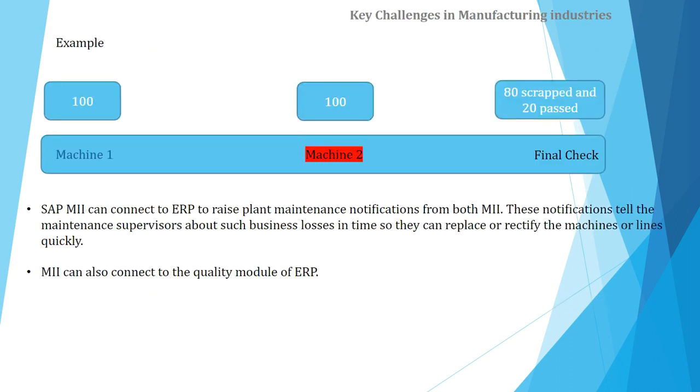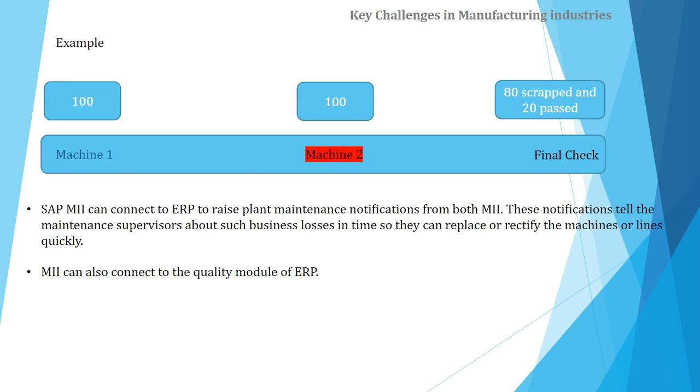Now I'm just giving one example here. Suppose there are machine 1 and machine 2 and there is a final check. Suppose 100 products are manufactured from machine 1, and those 100 products then need to be built on machine 2, and due to some reason machine 2 is not functioning well, or the operator working on machine 2 is running the product and the machine speed is very high. It means it's going beyond the threshold limit.